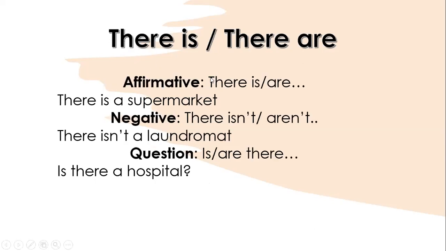For affirmative statements, as you could see, we start by saying there is or there are. For example, there is a supermarket. For negative statements, we just add not. So we start by saying there isn't or there aren't. There isn't a laundromat. For asking a question, we just invert. We start by saying is or are. Is there a hospital? Easy.